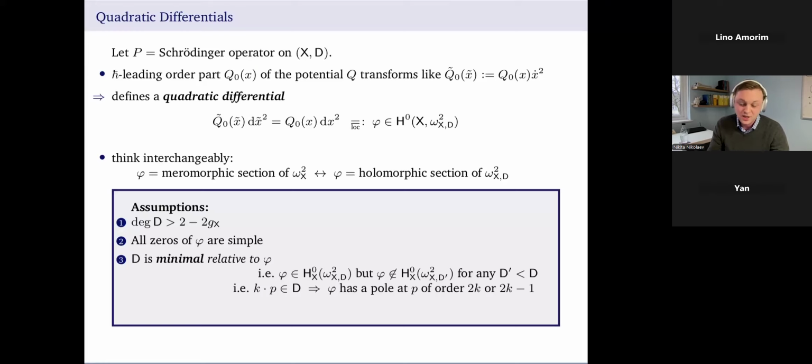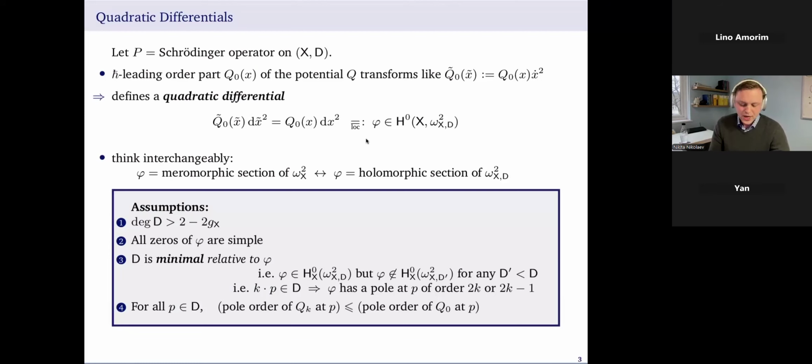But basically, this project grew out of trying to make sense of the higher order. Yeah, I just realized that. And also Marco remarked that this assumption, he means this minimality. Marco, do you mean this minimality assumption that D is determined by the quadratic differential? Yeah, exactly. Yeah, that's right.